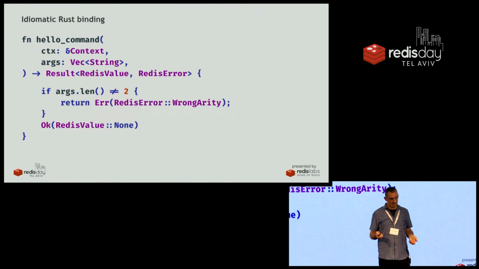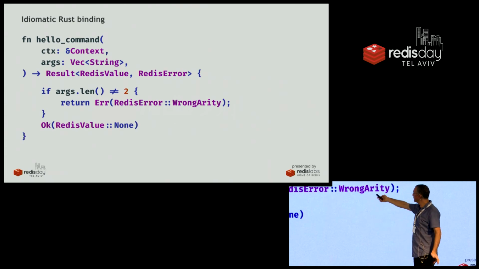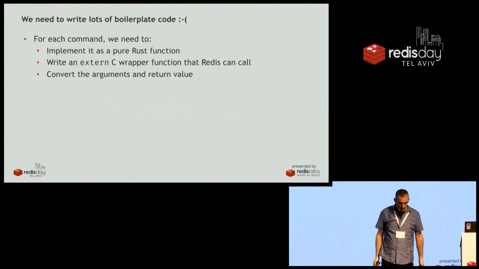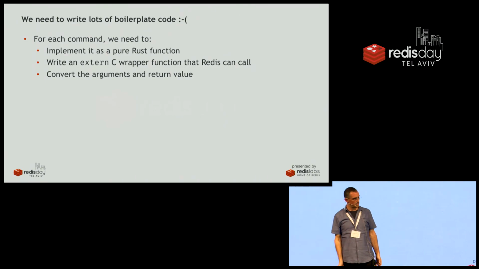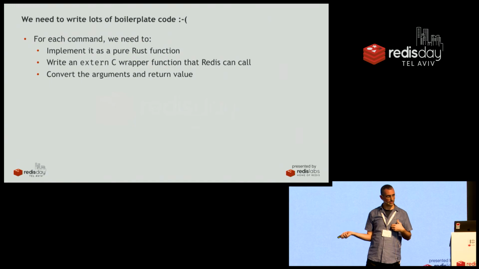This is how we would use it. We can either return an error with the wrong arity wrapped inside, or we can use return OK with the Redis value wrapped inside. The problem is that as a programmer, I need to write lots of boilerplate code because I want to write these idiomatic Rust functions.